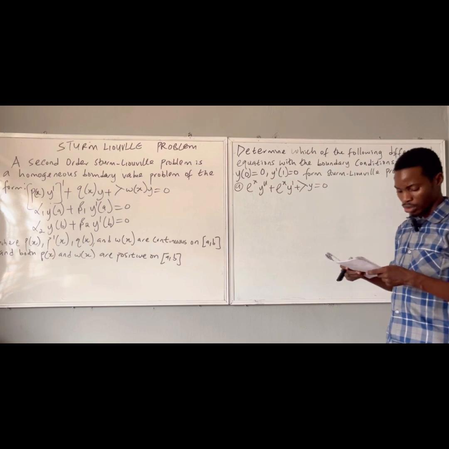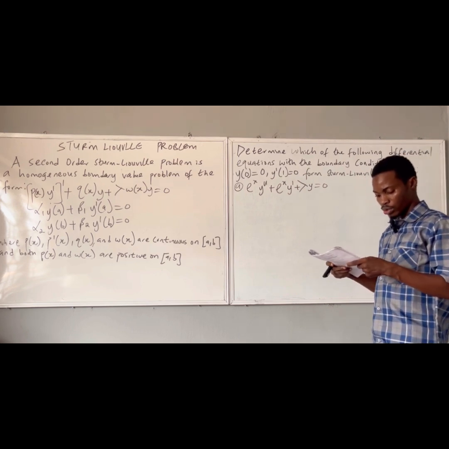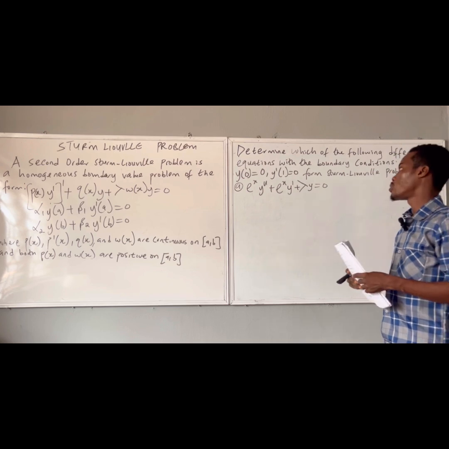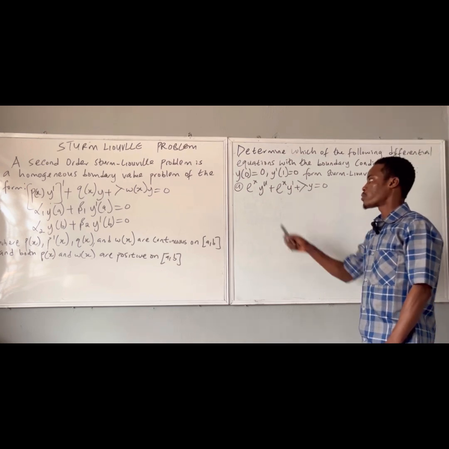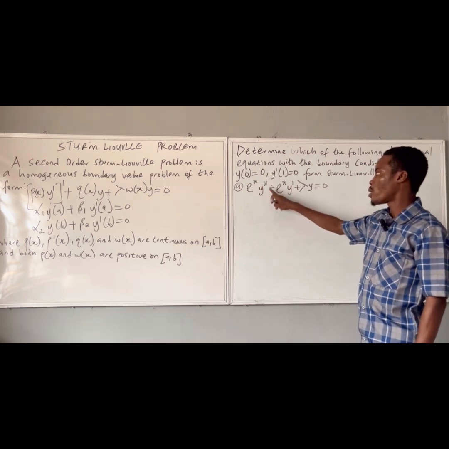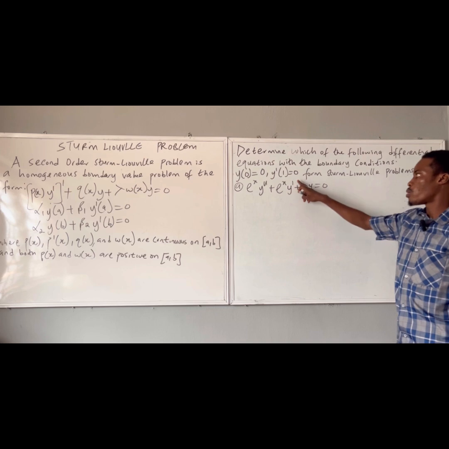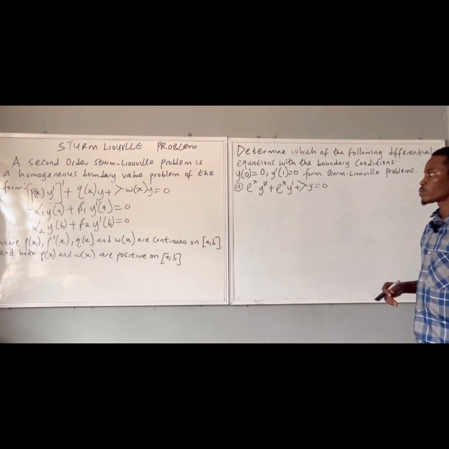I have other questions here, from A to E. Is it a Sturm Liouville problem or not? So let us consider this first question: e to the power of x y double prime plus e to the power of x y prime plus lambda y is equal to 0. Is it a Sturm Liouville problem or not?